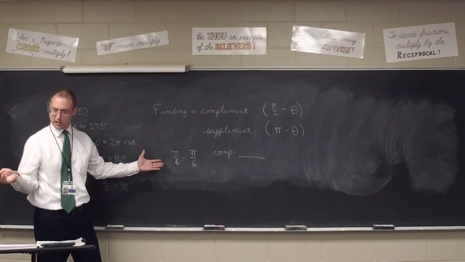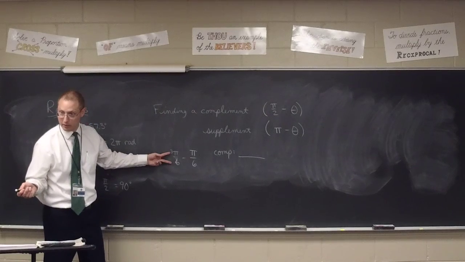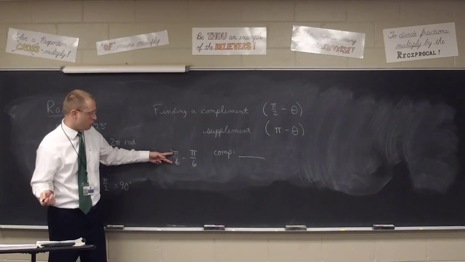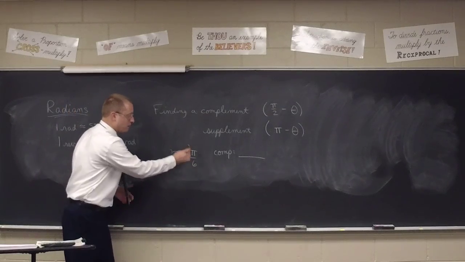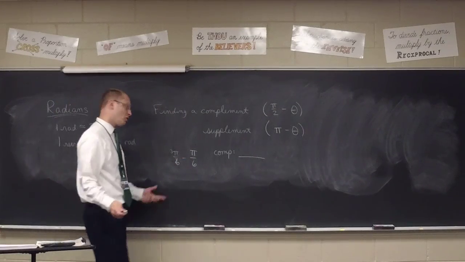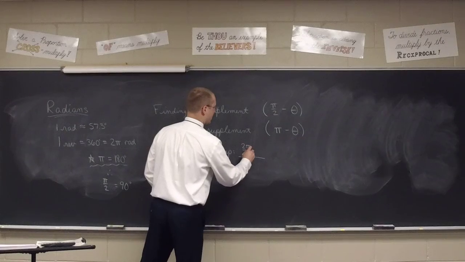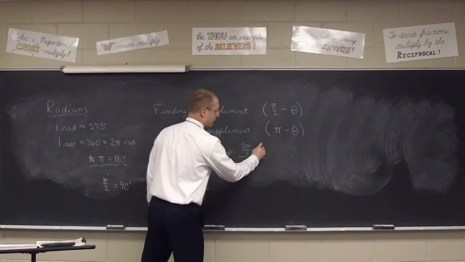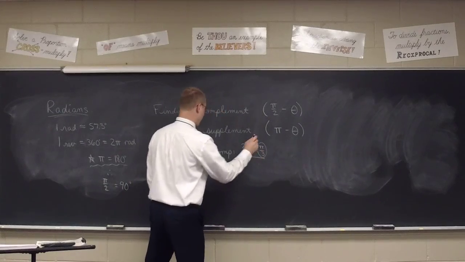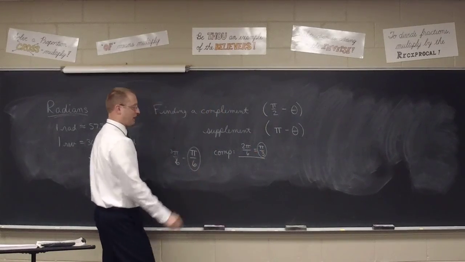3 pi over 6. Multiply top and bottom by a 3, right? So 1 pi over 2 becomes 3 pi over 6. And now we subtract: 3 pi over 6 minus 1 pi over 6 gives us 2 pi over 6. That's the complement. Or we could reduce that down, pi over 3. That's the complement of pi over 6.